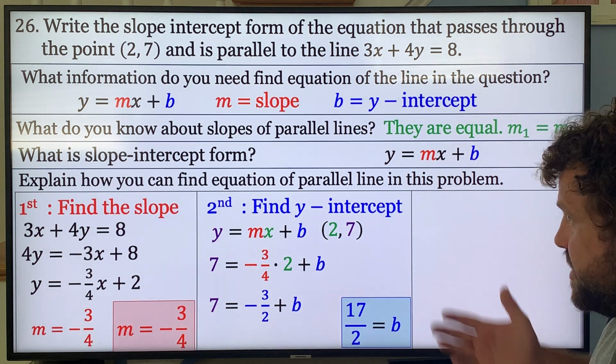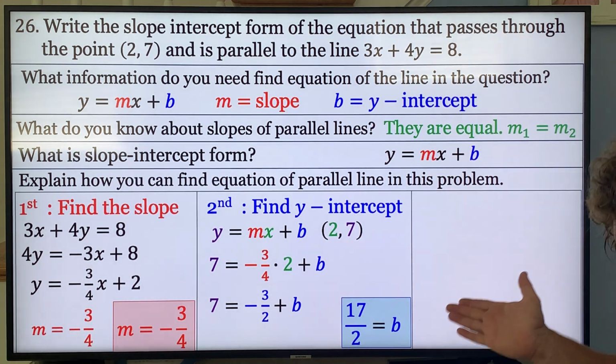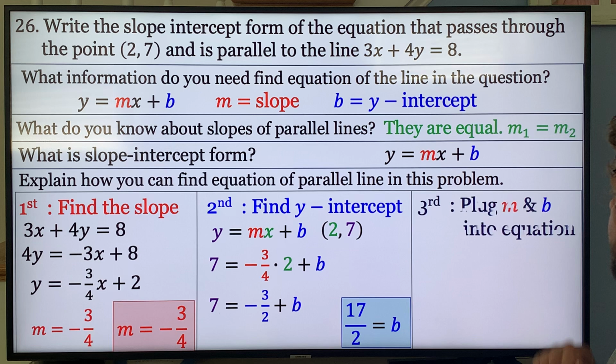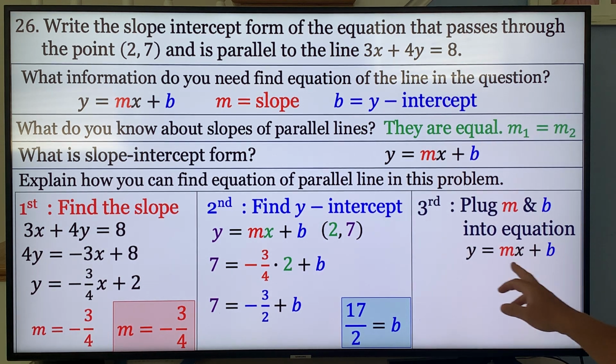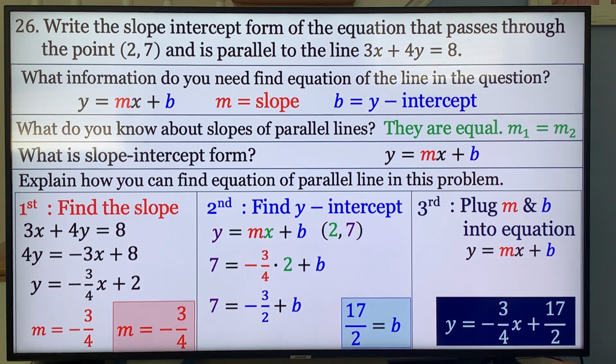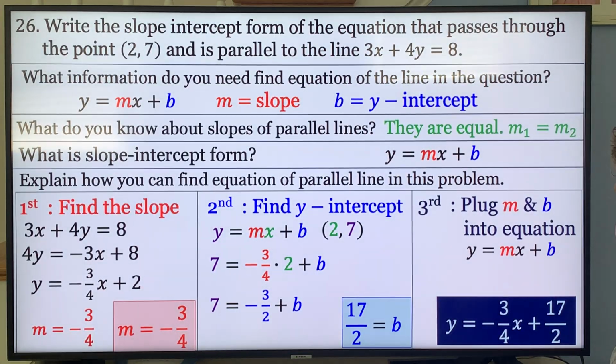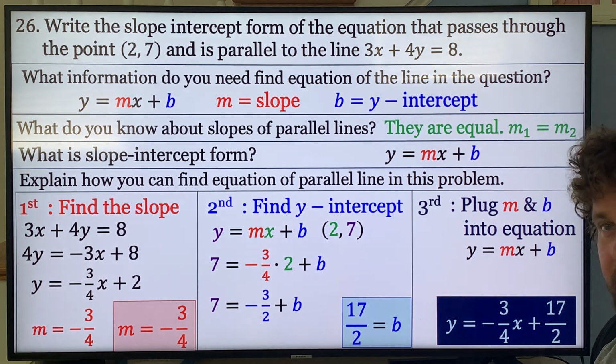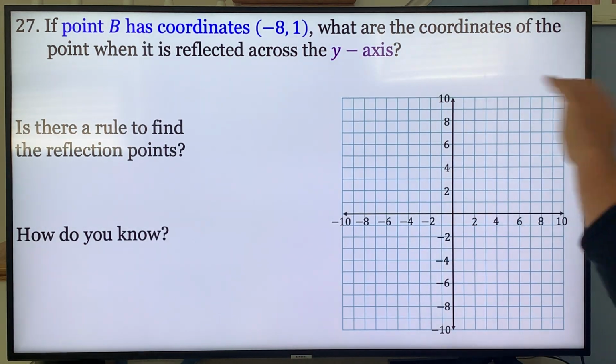All right? I told you I like it better this way. Me personally. Both are correct. I like it this way. Plug it back in the original equation. Y equals mx plus b. Y equals negative 3/4 x plus 17 over 2. Boom! Got it. Don't you enjoy math when you get that right? You all got that. All right.